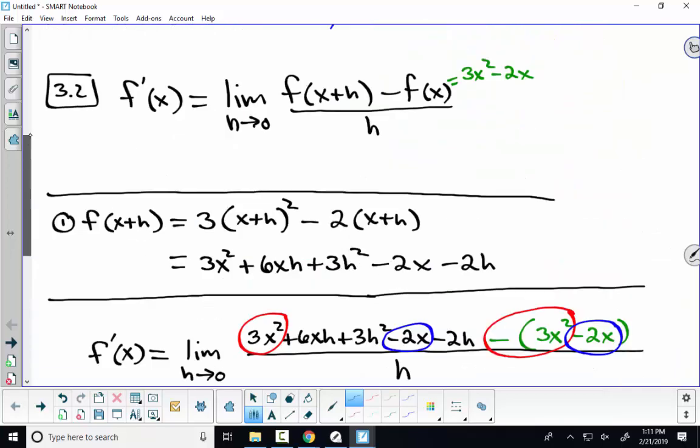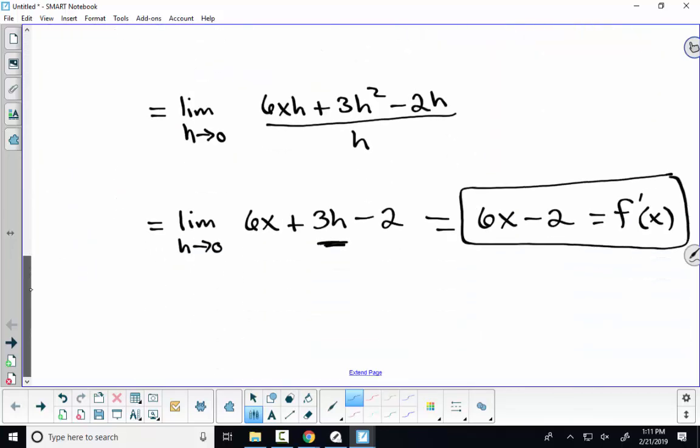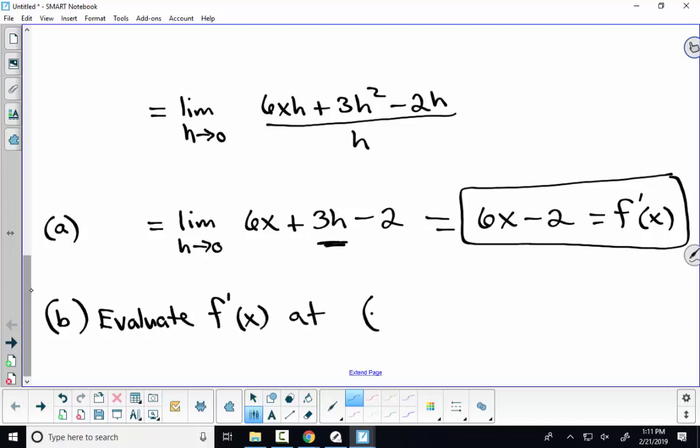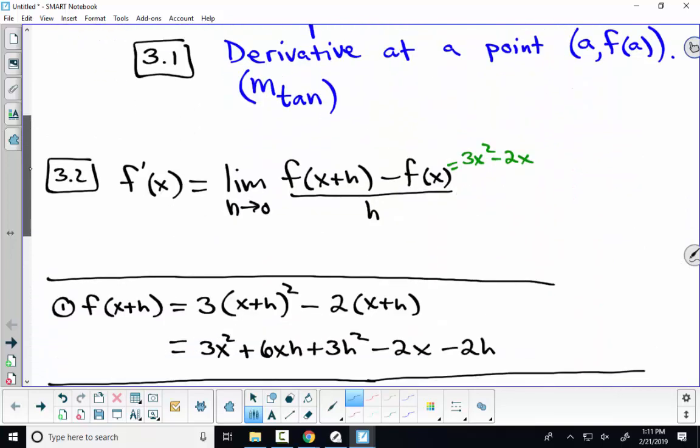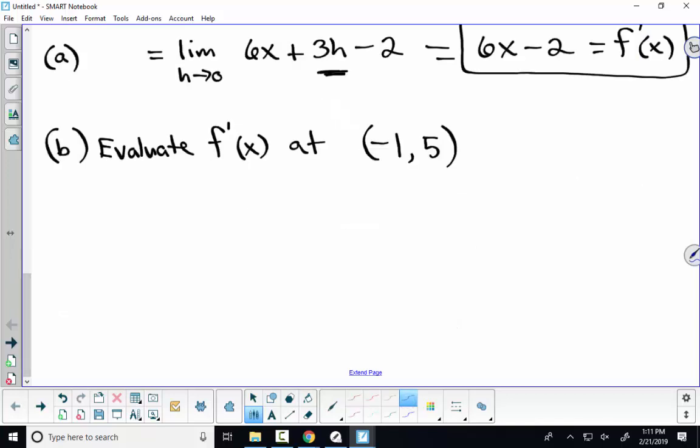So that's our derivative, and then they want us to find the derivative function and then evaluate at the given point. So we've got our derivative function, I guess this is part A, we'll call that, and then part B just says evaluate f prime of x at the point -1, 5. Well, the derivative only inputs x, our x value is -1, so all we need to do here is find f prime of -1. The -6 minus 2.